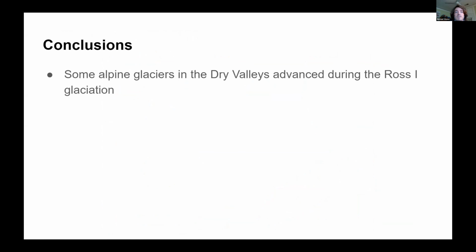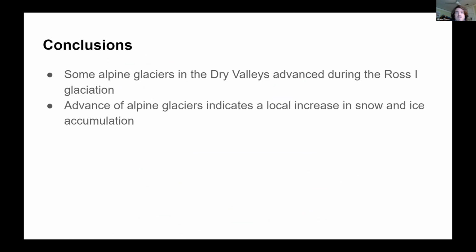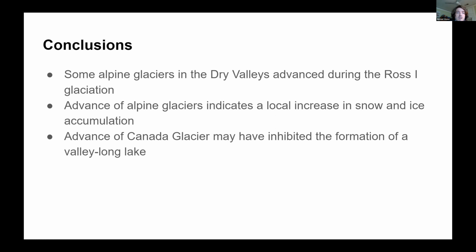So in conclusion, some alpine glaciers in the Dry Valleys advanced during the Ross I glaciation. The advance of these alpine glaciers indicates a local increase in snow and ice accumulation rather than the decrease we hypothesized. And an advance of Canada Glacier may have inhibited the formation of a valley-long lake.